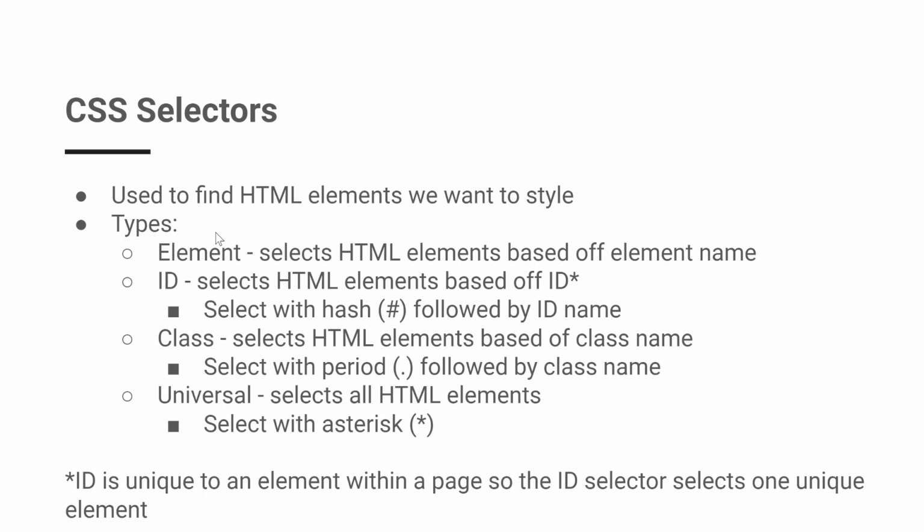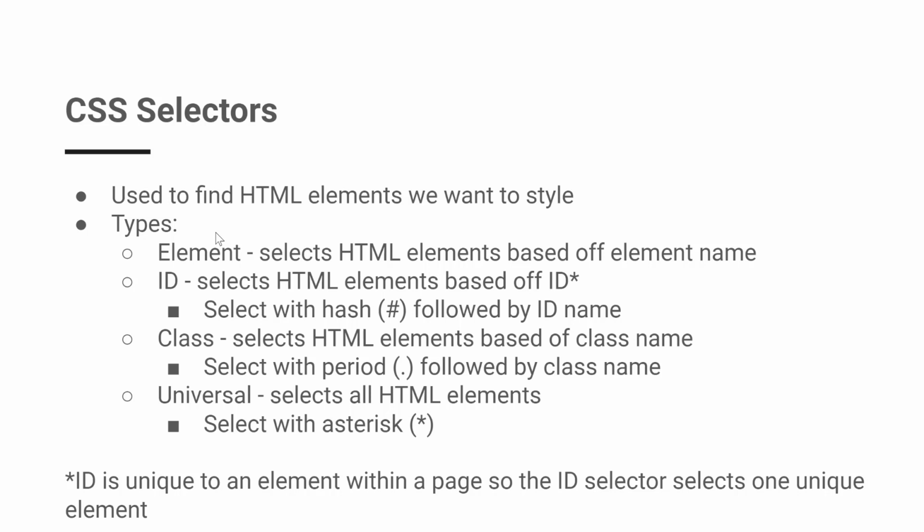So one thing we've seen already is style sheet selectors. However, there's more than just what we've been using, which is element selectors. They allow us to find HTML elements that we want to style, and there's various types. So we've seen element, which selects an HTML element based off that element name. And also there's ID, which selects an HTML element based off an ID, and this is where ID and classes come into play.